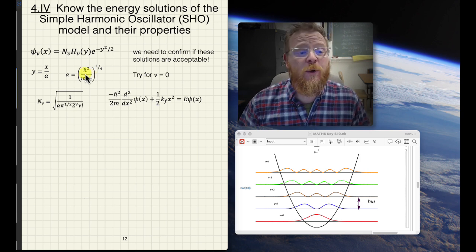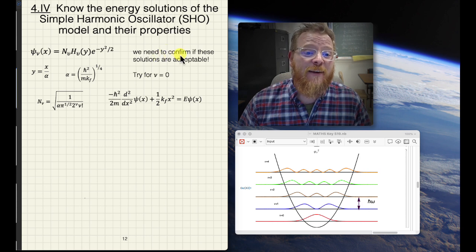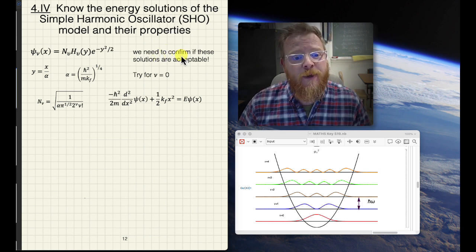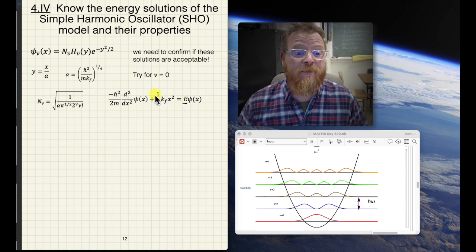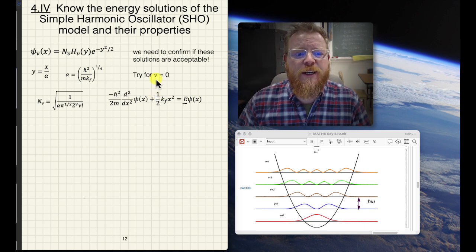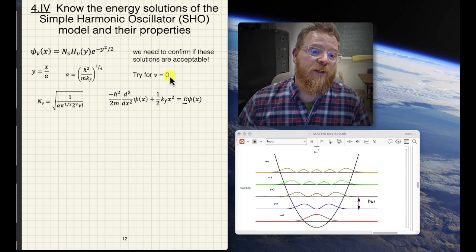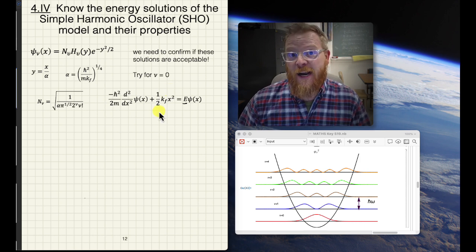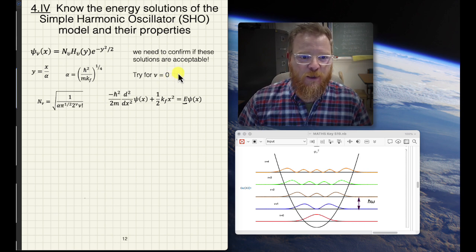And so what we're going to do is plug all of this stuff in, and we're going to test if these solutions are acceptable by looking for an eigenvalue. So we're going to plug all this stuff back into our original Schrodinger equation and see if this gives us an eigenvalue. And for now, we're just going to try this for nu is equal to 0. But we should note that we really do need to also try this for nu is 1, 2, 3, 4, etc. and see what kind of a solution we get. So for the time being, we'll use nu is equal to 0.